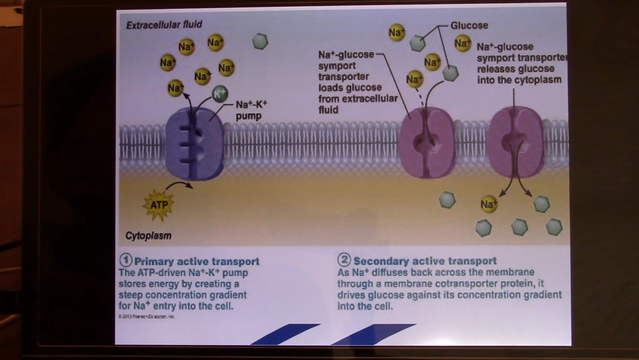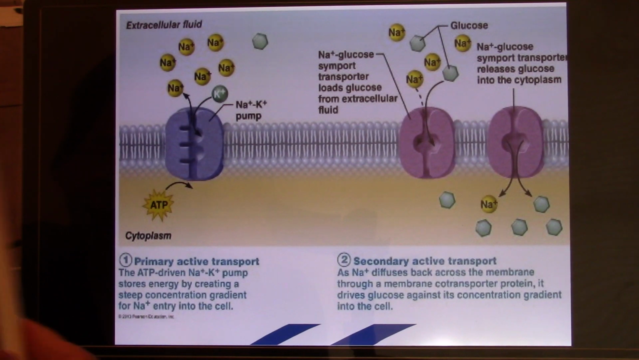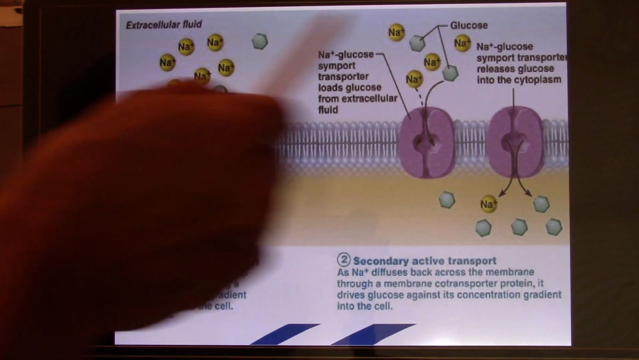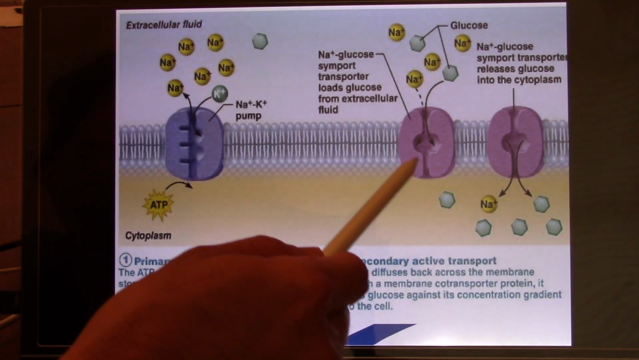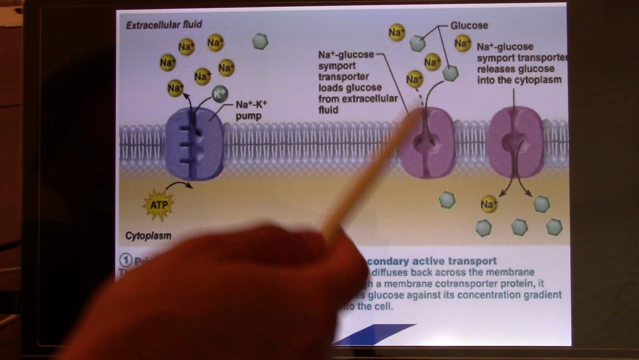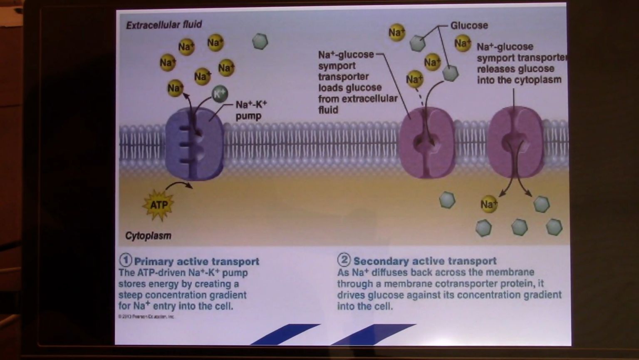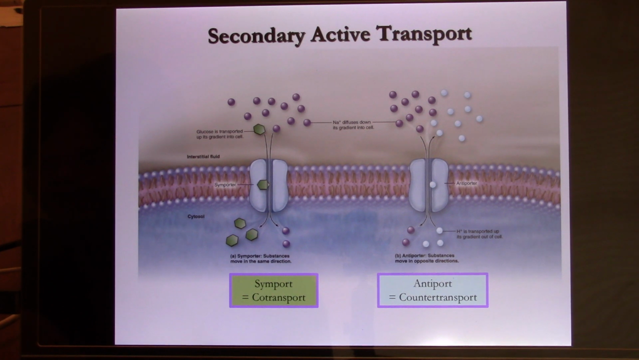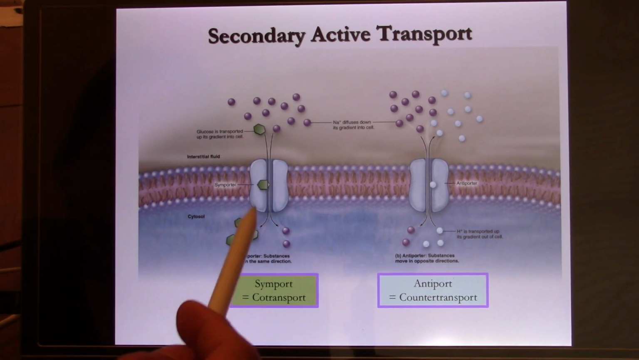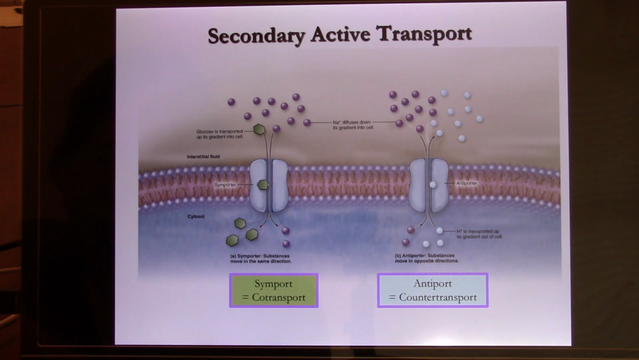And from the cell's point of view, we always look at the cell's point of view, you still need to use ATP to make this whole process happen. So we call this secondary active transport, also called indirect active transport. And the molecules can move in the same direction, like the sodium glucose importer. That's the example. They move in the same direction.